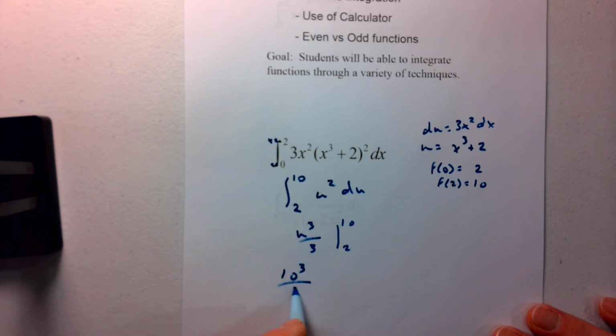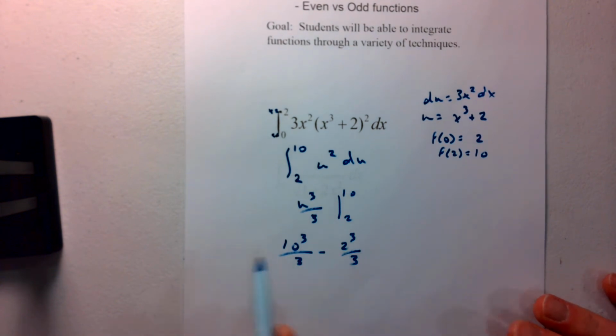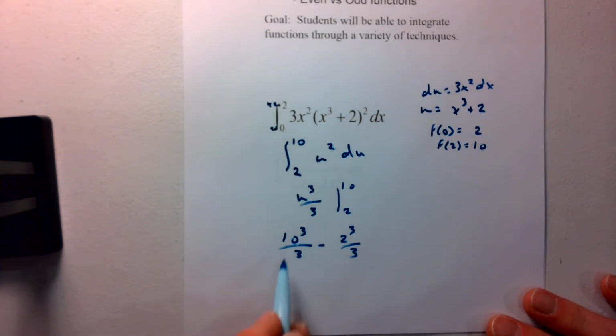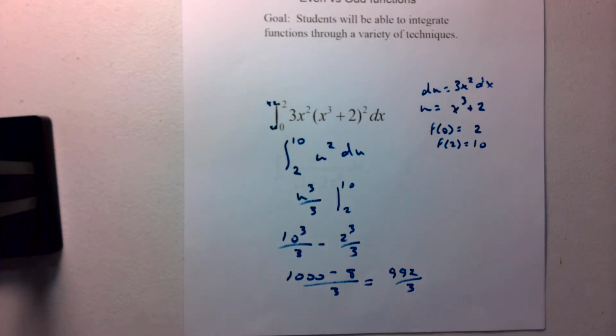So we have 10 to the third over 3 minus 2 to the third over 3. Again, if this is extended response, I'm leaving this. I'm not going to mess with it. We could play around with it. We'd have 1,000 there, minus 8 over 3, so 992 over 3. Again, not of use to me at this point in time.